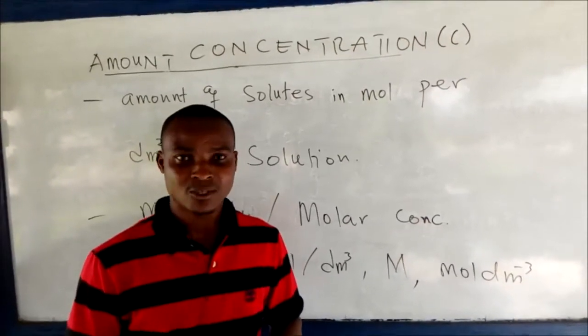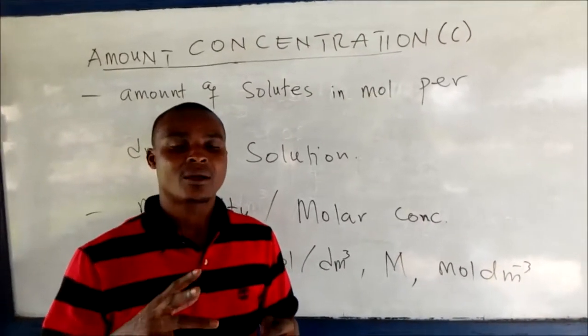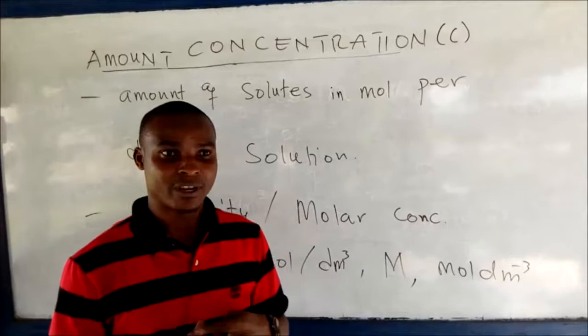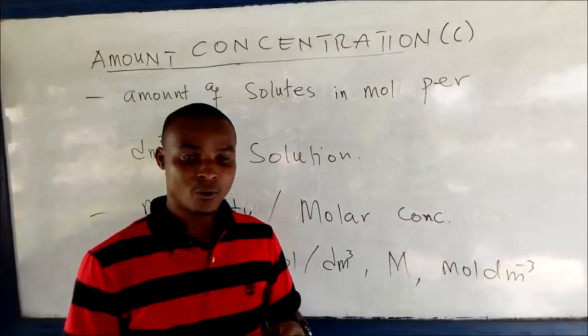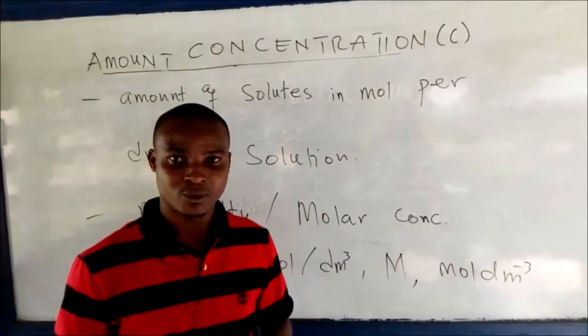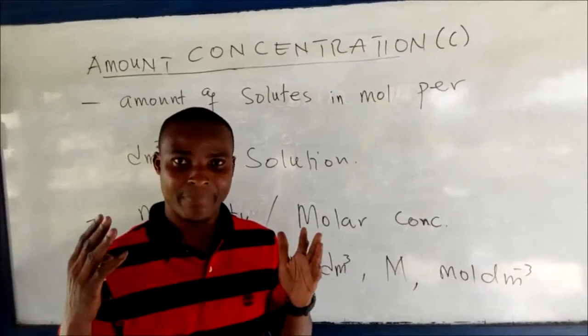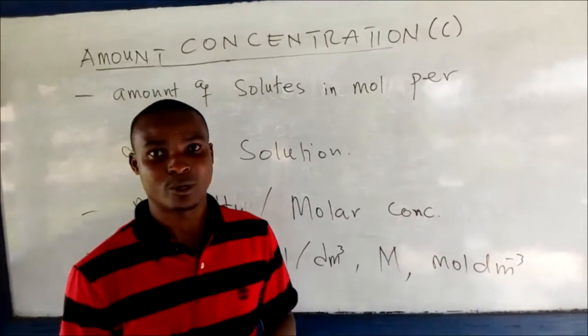where we said mass concentration is the concentration where we express the mass of the solute in gram per the volume in dm cube of solution. So we say mass concentration is measured in gram per dm cube of a solution. Today we want to talk about molar concentration.